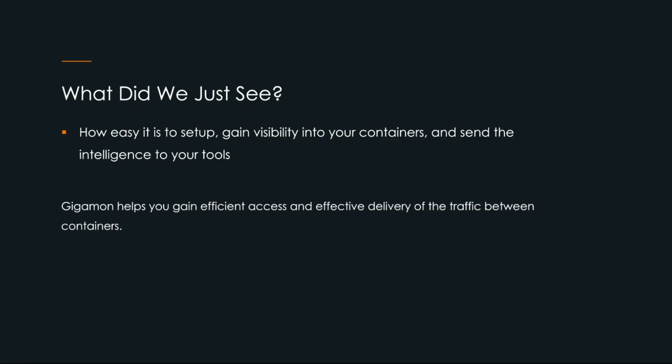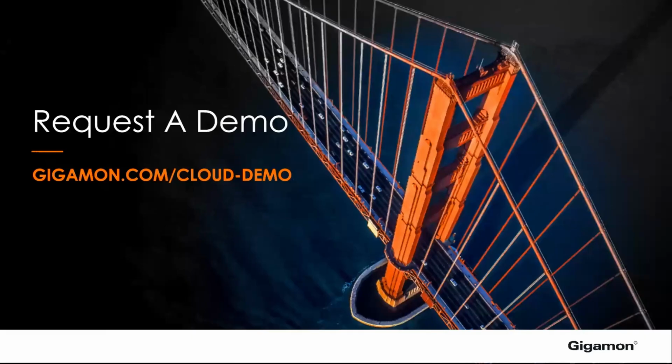To summarize what we just went over, we saw how you can easily set up, gain visibility into your containers, and send critical intelligence to your tools. Gaining visibility into containers through Gigamon is easy to accomplish, helps you minimize the time it takes to gather the intelligence needed, supports troubleshooting efforts, and simply eliminates the blind spot of east-west traffic that is traveling from container to container within a pod.